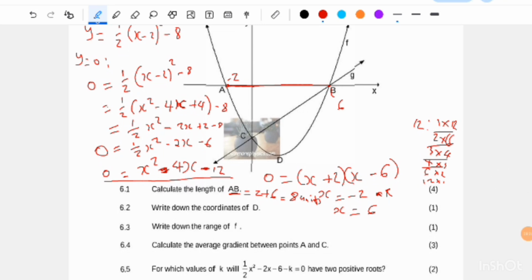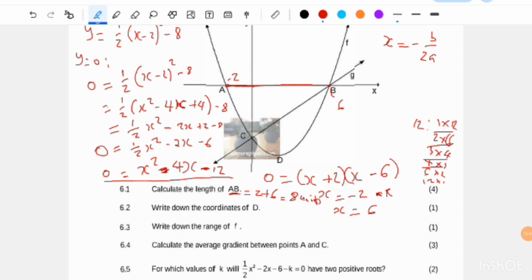D, we were told that D is a what? It's a turning point. So how do we calculate the coordinates of D? We know how to get the x coordinate, or the x value of the turning point, by using a formula. x is equal to minus b over 2a. So which formula are we going to use?